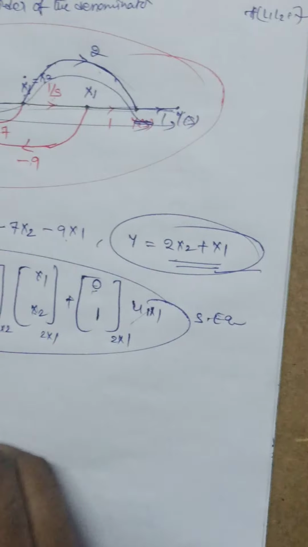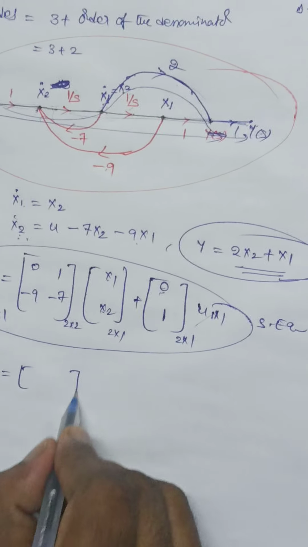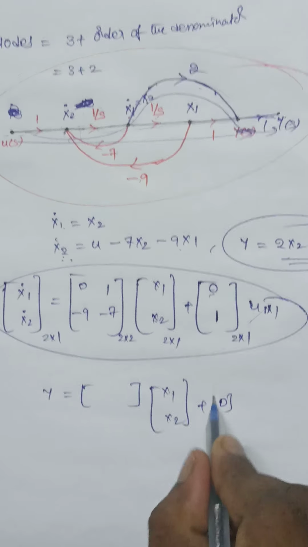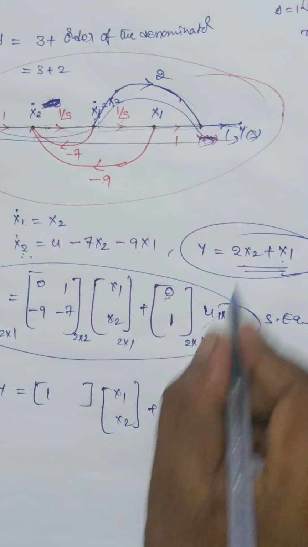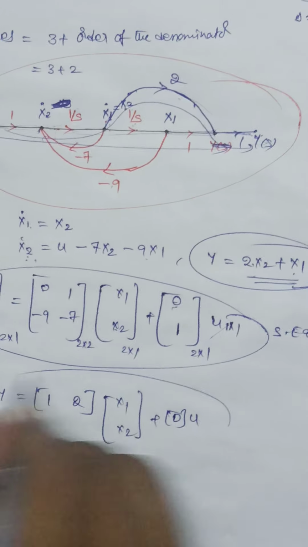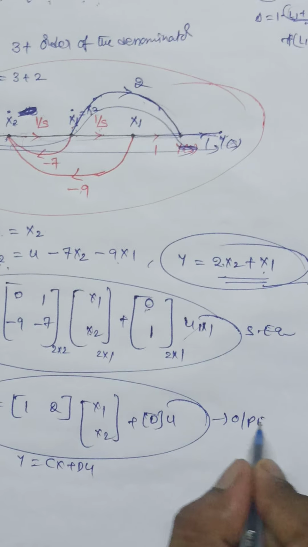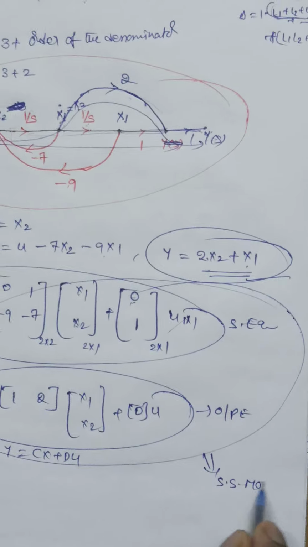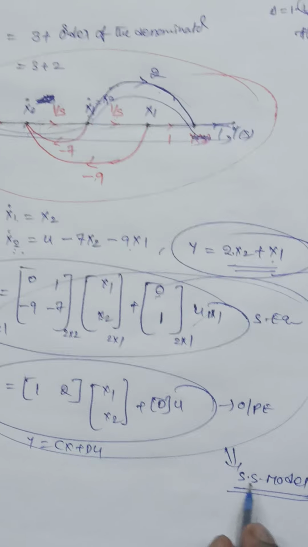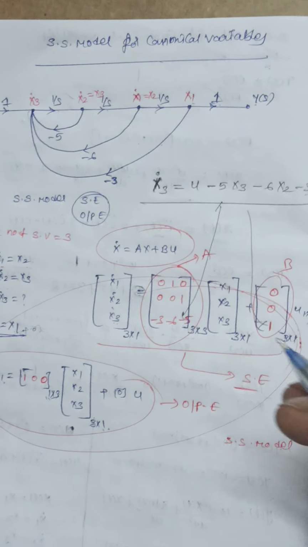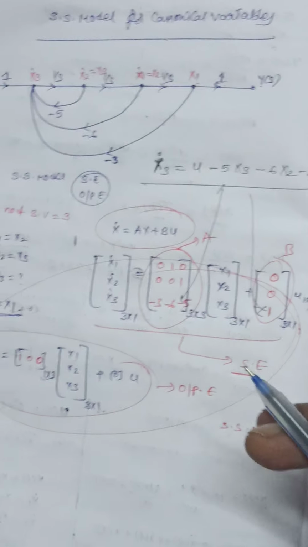Now this is the output equation: y is equal to C times x1 and x2 plus 0 into u. So here the x1 coefficient is 1, the x2 coefficient is 2. It is y is equal to Cx plus Du, so it is nothing but the output equation. These two equations combined are called the state space model. So this is how we can write the state space model for canonical variables. Canonical variables means the feedback path, it consists of the feedback paths.